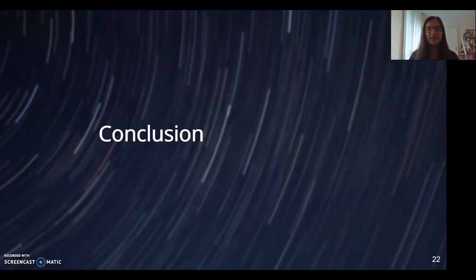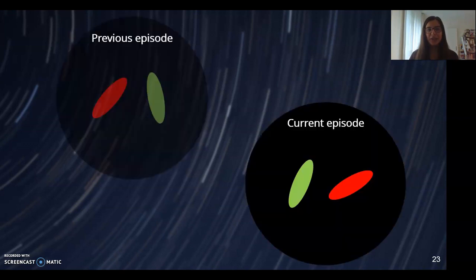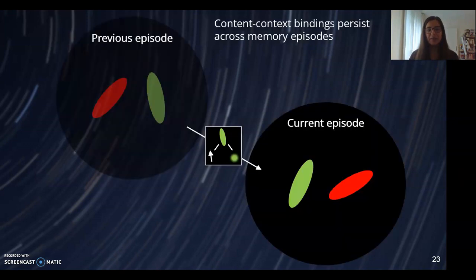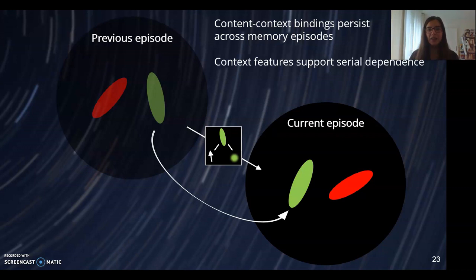This set of results leads us to the following conclusions. First, content-context bindings persist across memory episodes and can affect the processing in the current episode. Second, context features do indeed support serial dependence, especially when those context features were task relevant. And finally, we could mainly observe serial dependence toward previous targets. Taken together, we think that those results support the interpretation that serial dependence could be a beneficial mechanism. But of course, more research has to be done on that in the future.